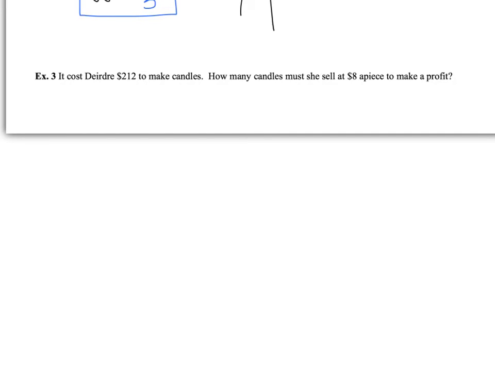Example 3 tells me that it cost Deidre $212 to make candles. How many candles must she sell at $8 a piece to make a profit? So let's talk about keywords. $8 a piece, that means that I'm going to take 8 times the number of candles to figure out how much it costs. And if it cost Deidre $212, I need to make more than that to make a profit.